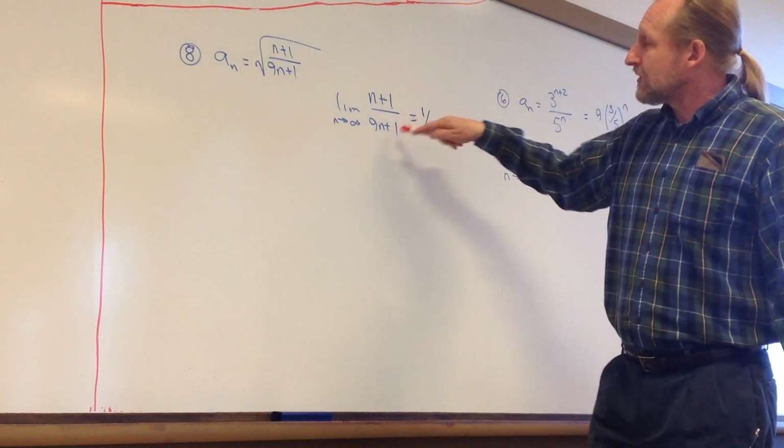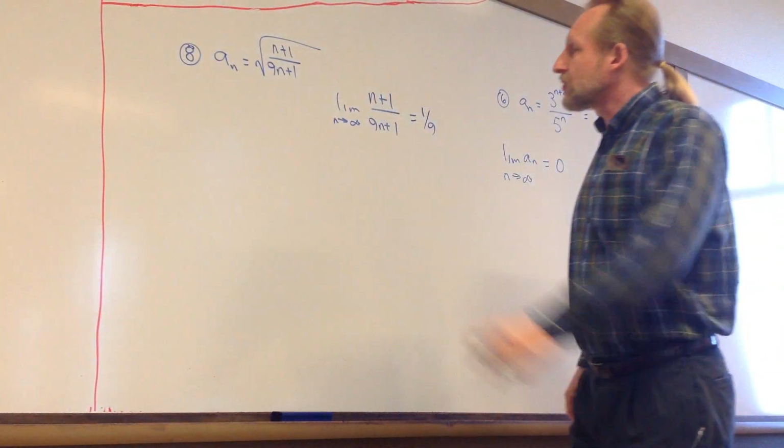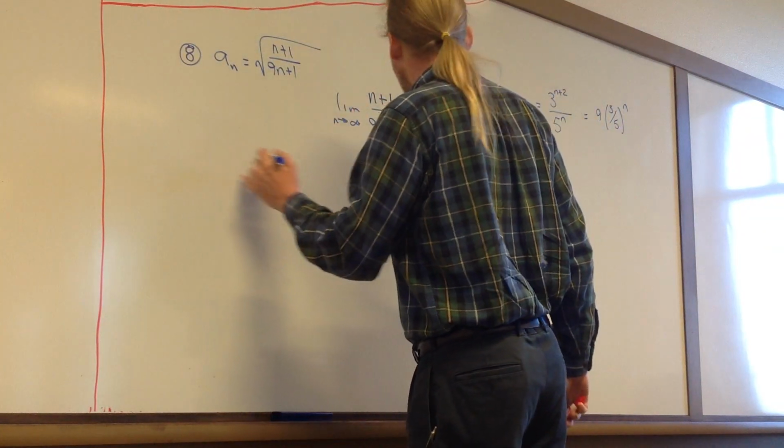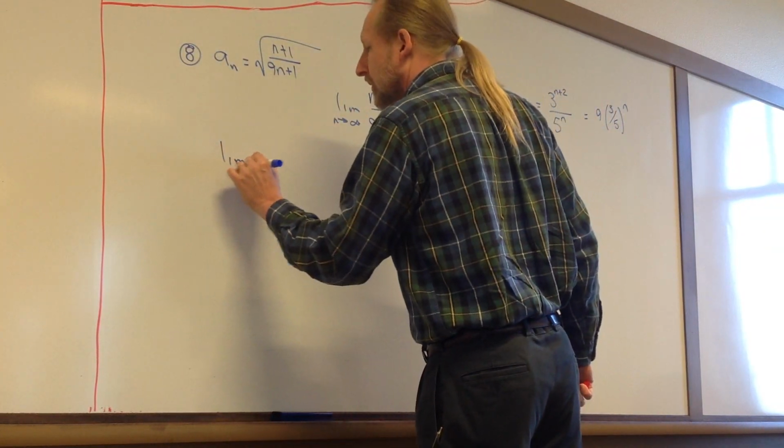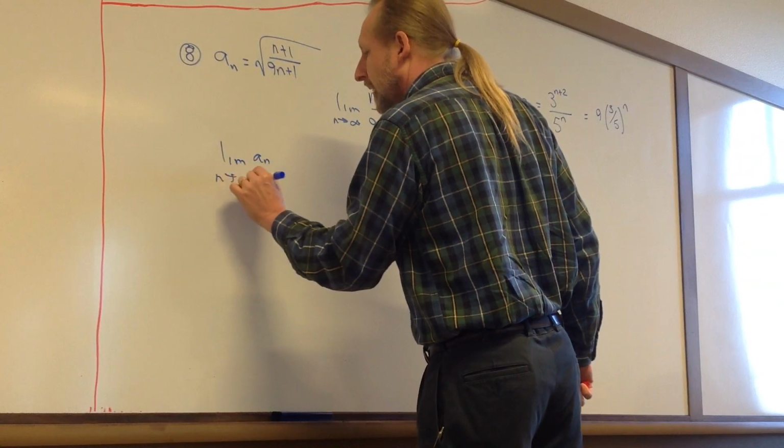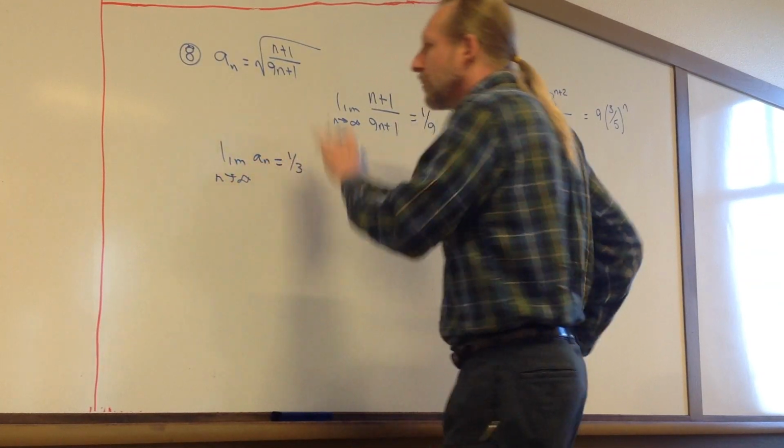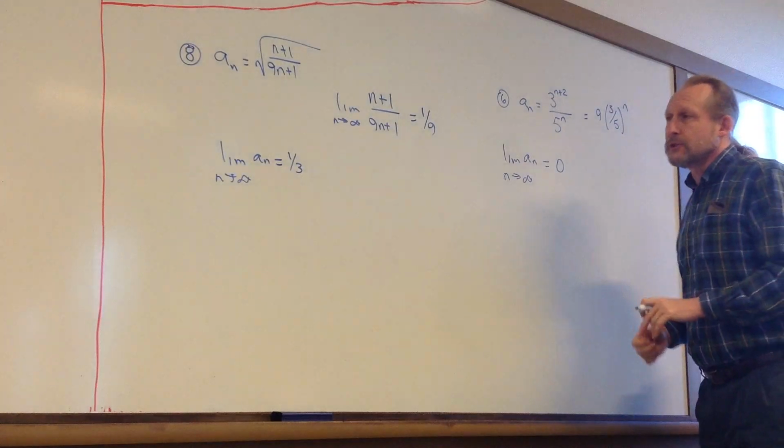So if this piece is going to 1 over 9, then the square root of that should go to 1/3. And so our limit for a sub n as n goes to infinity will be 1/3, and this is a convergent sequence.